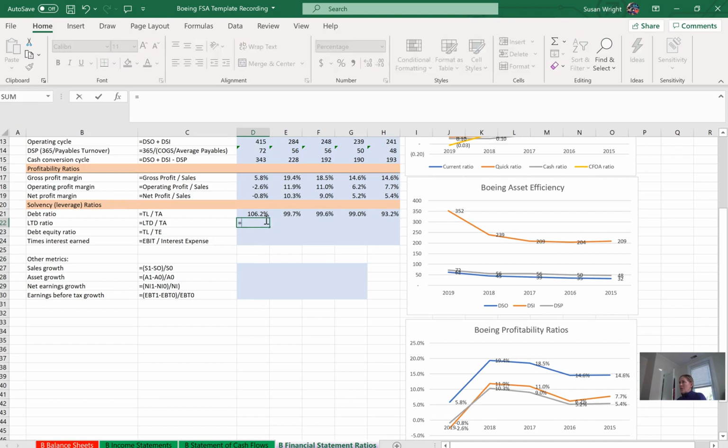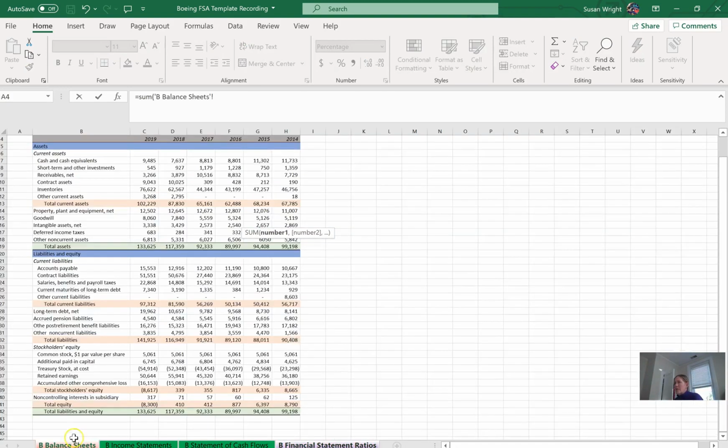Again, you're going to have to put in a formula here because there isn't a subtotal for long-term liabilities, but they're grouped. They're all right here. So I just want to add those together, and then I'll divide by total assets.